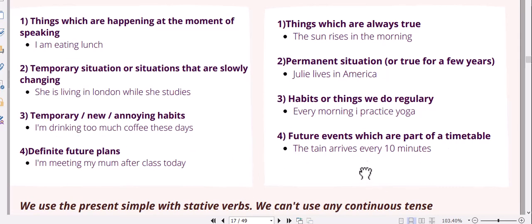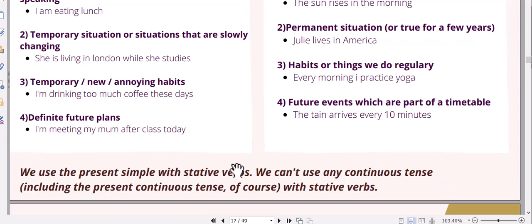I think we finished it. And this is like a caution not to forget that some stative verbs you can't use with the present continuous.